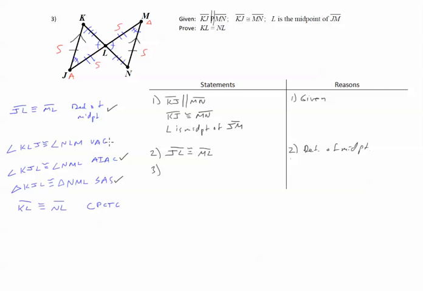I can skip my vertical angles. It's true, but I don't need it in my proof. If you put it in your proof and it's true, you don't use it, it's okay. It won't be marked wrong. But we're going to keep it clean here. We don't have to have it for the way that we prove this. The next one was angle KJL is congruent to angle NML, and I knew that because alternate interior angles are congruent. Or we could have written alternate interior angle theorem.